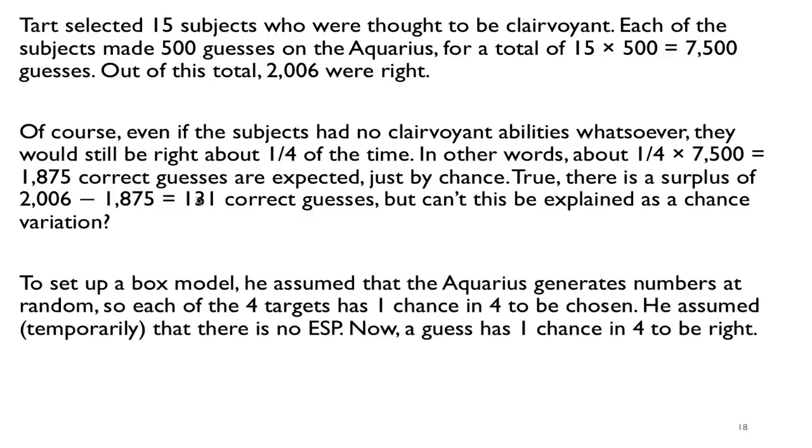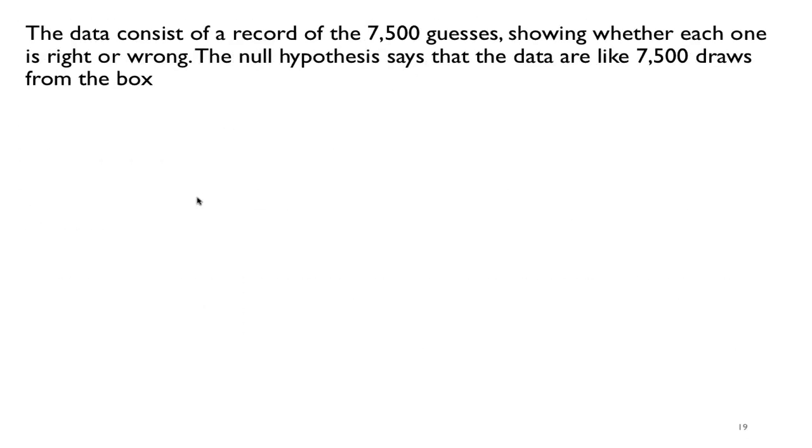So we have to set up a box model. We have to come up with a null hypothesis for the box model. So we're going to assume that this random generator does work. It generates 4 targets and each has a 1 in 4 chance of being picked. So we're going to assume that there's no ESP. Everybody is just guessing. So that's the null hypothesis: that 1 in 4 chance of being right.